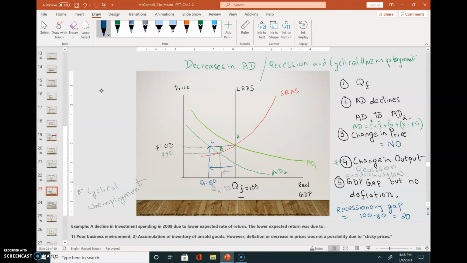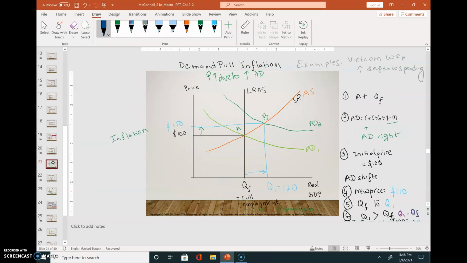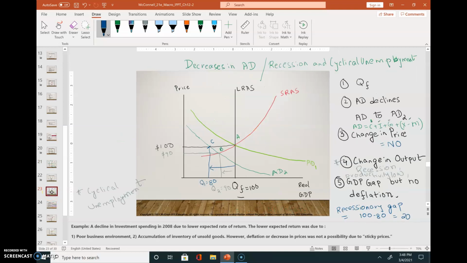However, when we looked at the other situation, when we had an increase in aggregate demand and we had demand pull inflation, prices went up. So we say prices are going up, but prices are not going down. So that is called a ratchet effect. Okay. All right. So this is a second equilibrium effect of change in aggregate demand. Thank you very much.